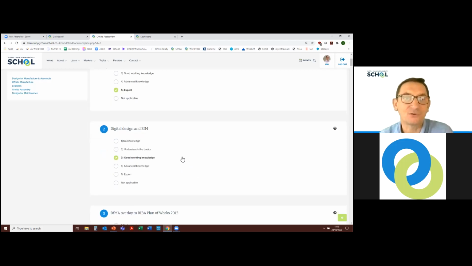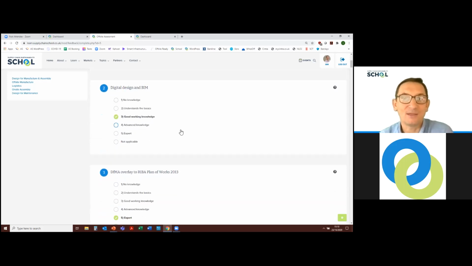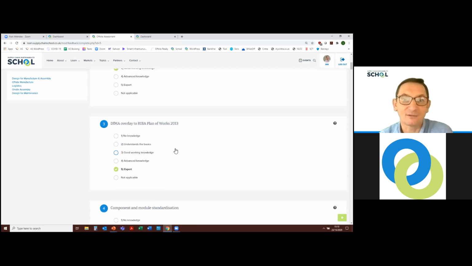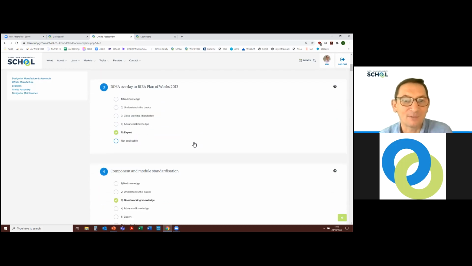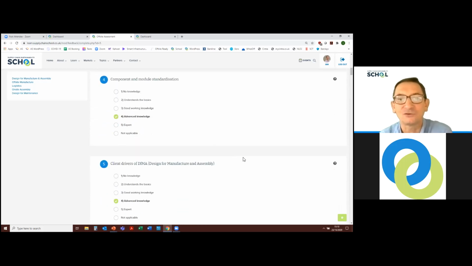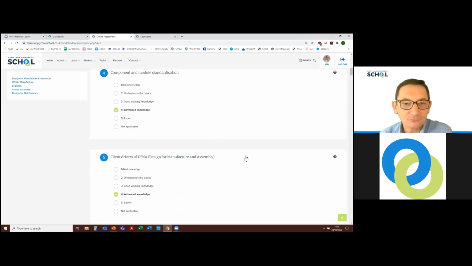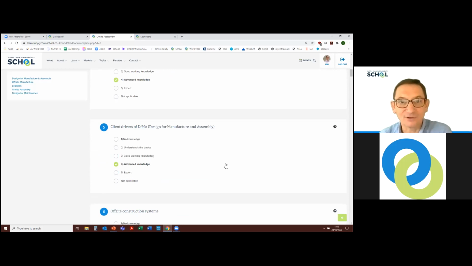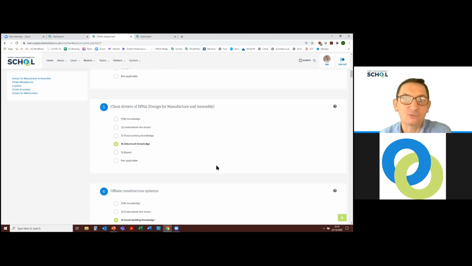So you simply go through, design for digital design and BIM, the DFMA overlay to the REBA plan of works. Well, I co-wrote that, so hopefully I'm an expert at it. Component and modular standardization, got some advanced knowledge around that now, done a lot of training courses on that since I last assessed. What are the client drivers around DFMA? Again, you rate yourself 1 to 4.